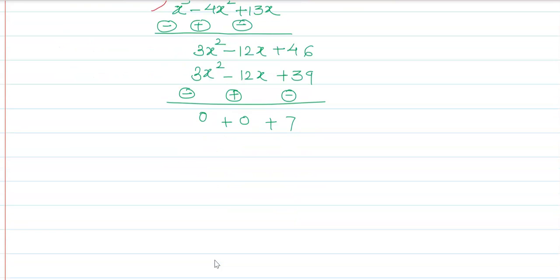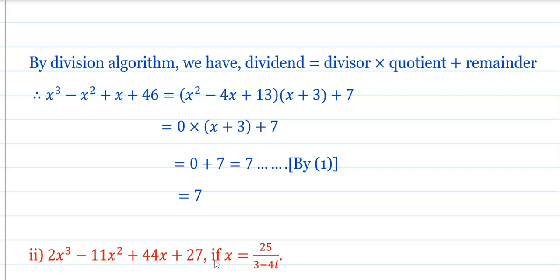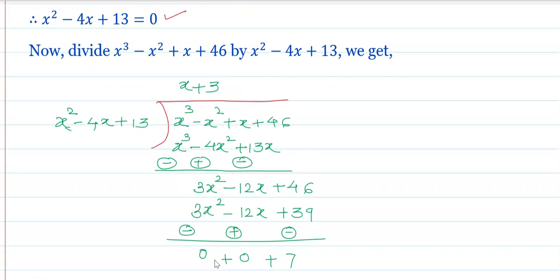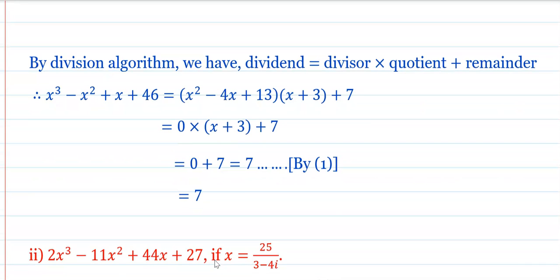Now by the division algorithm, see this here. By the division algorithm, we have dividend is equal to divisor into quotient plus remainder. Okay. x cube minus x square plus x plus 46, and that is equal to x square minus 4x plus 13. Okay. This is the divisor. Quotient is x plus 3. See this here, x plus 3. Okay. And the remainder is 7.